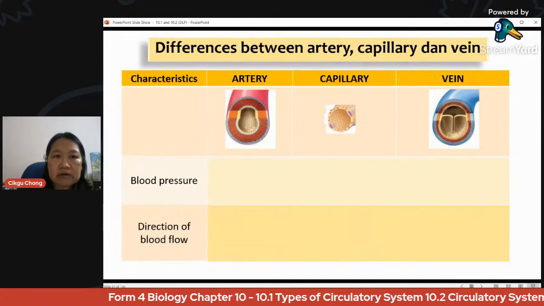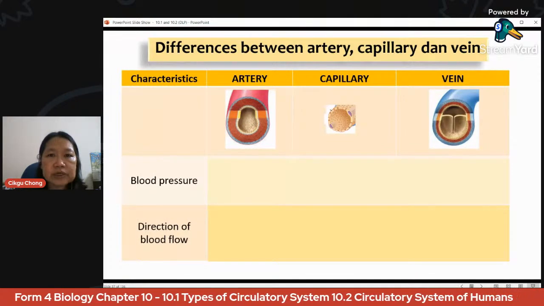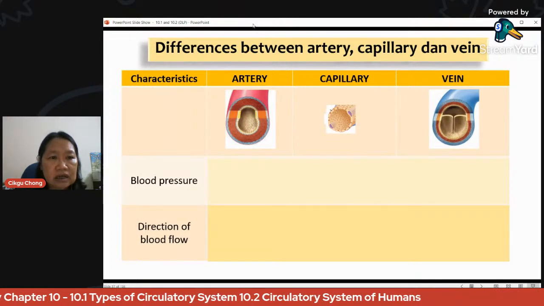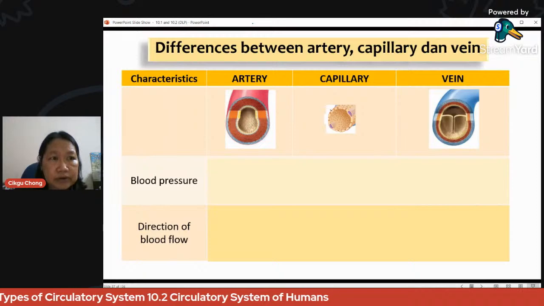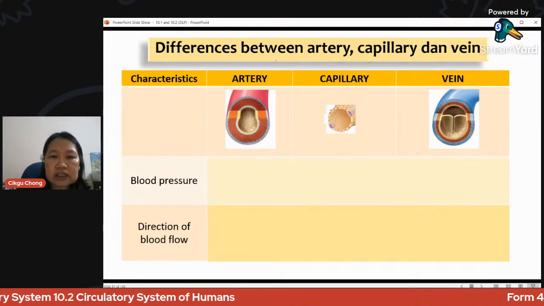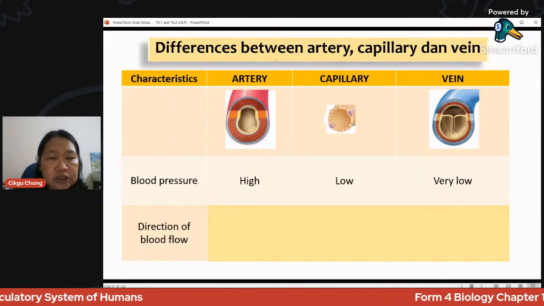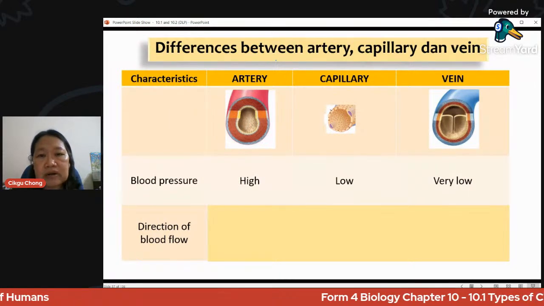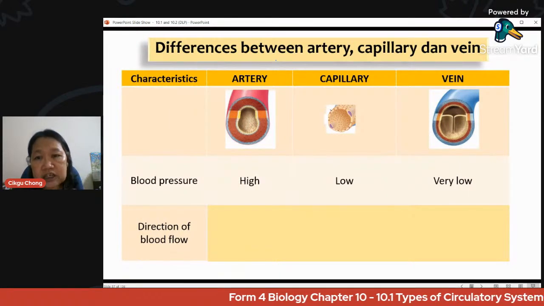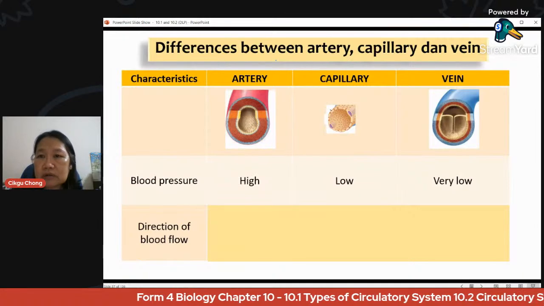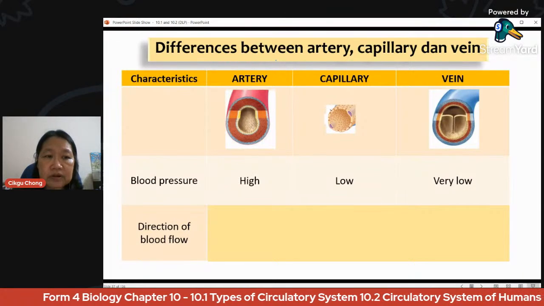Okay, next one. The differences here: blood pressure. How is the blood pressure? The blood pressure is different. Artery will have the highest blood pressure. Capillary will have low blood pressure, and vein is even lower. The vein even has lower pressure than capillary.